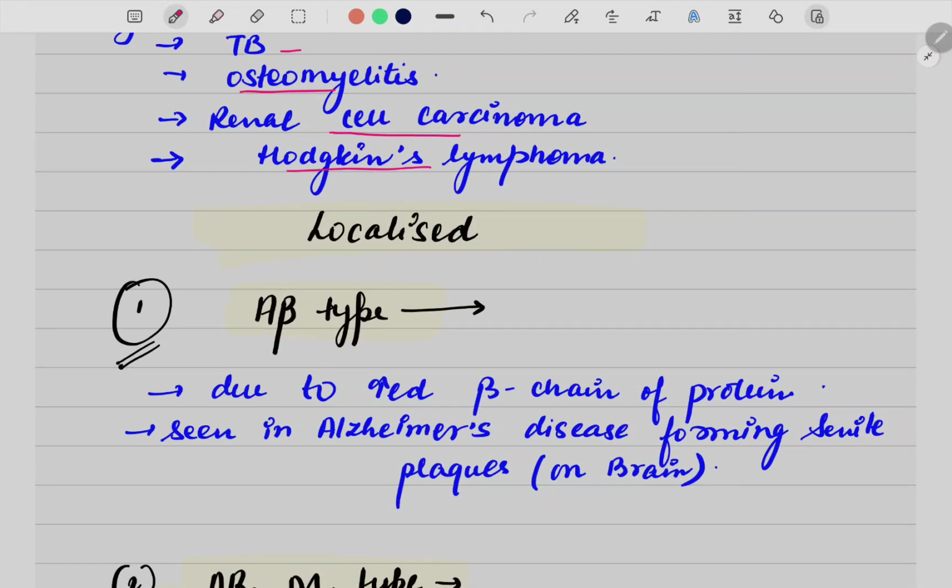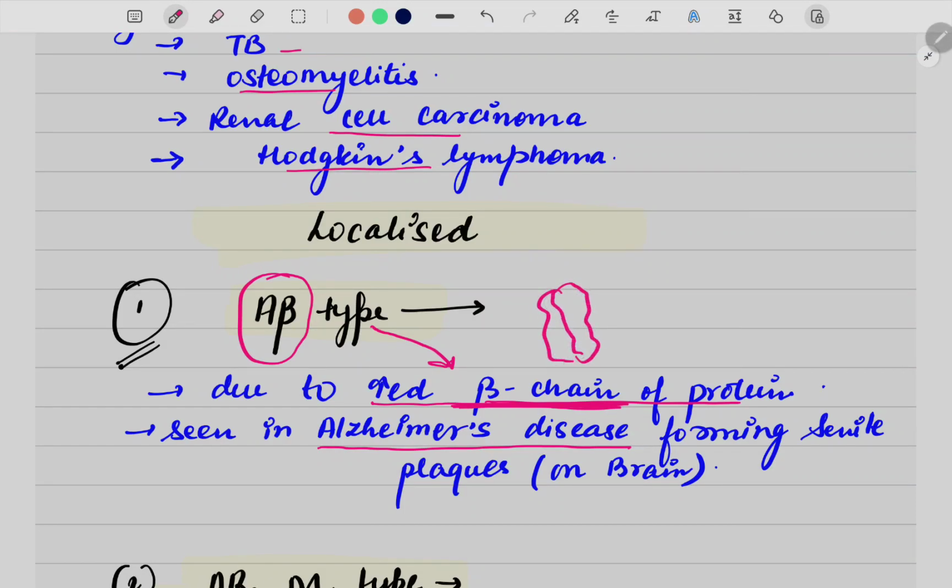We come quickly to the localized ones. In the localized ones, we have the A beta type. Now it is due to increased beta chain protein. See, the name itself is telling you the cause. A beta type is happening because the beta chain of the protein has increased. Commonly it is seen in Alzheimer's disease, forming senile plaques around the brain. What does this statement mean? For example, this is your brain.